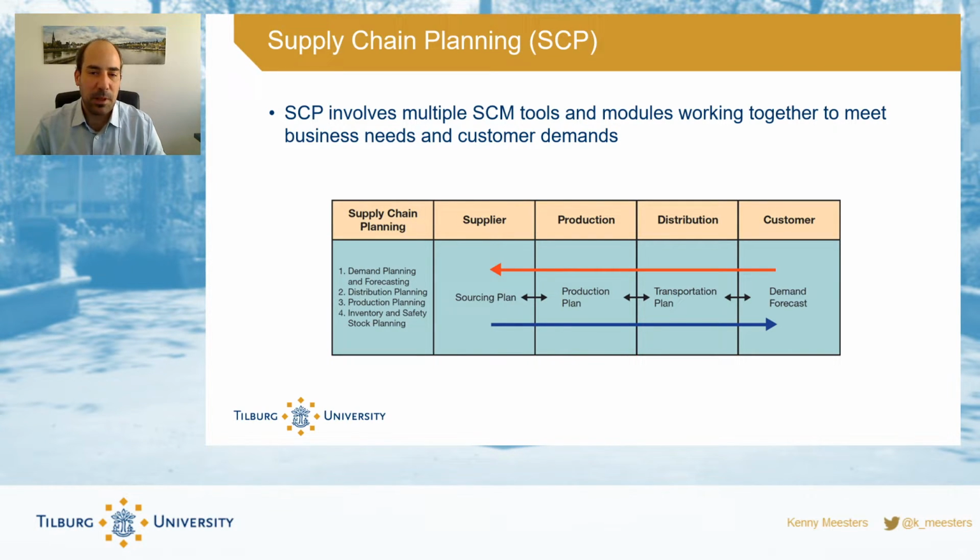For production, how much can I produce? What is my maximum capacity? What is the minimum capacity? Distribution, how much shipping can I do? How long will it take me to deliver things? And eventually, what does the customer need and want? And we'll get back to that, what the customer wants, in the next chapter. So all of these elements go into the planning and they're all influencing each other.